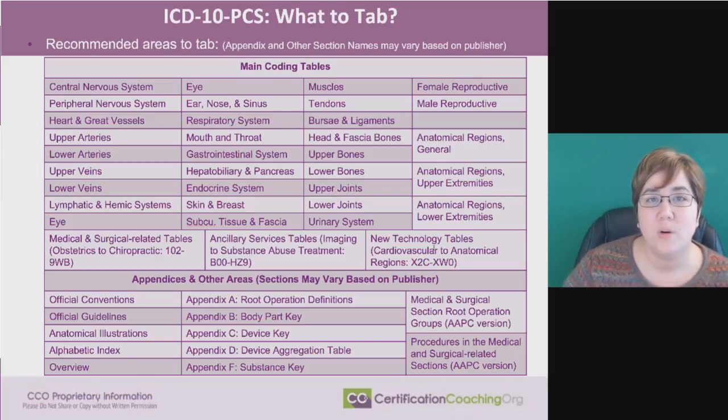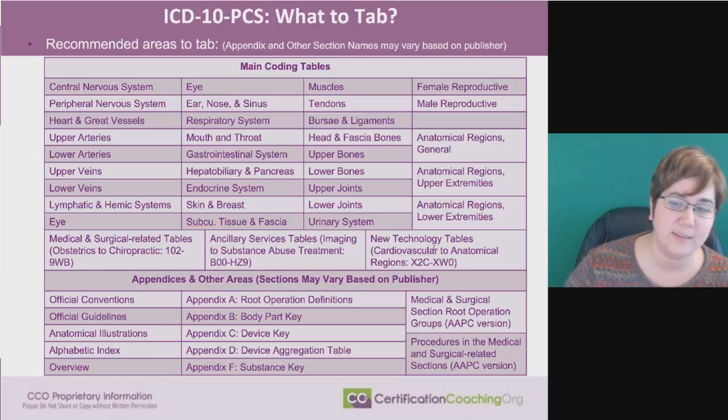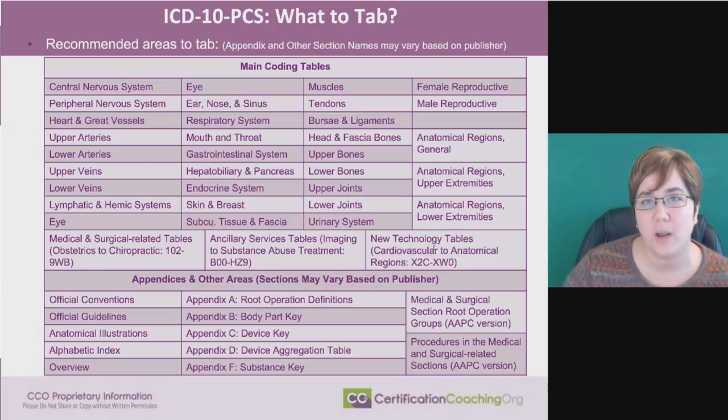Then I also tab a lot of the appendices because that's where I find additional information. The official conventions, the guidelines, the anatomical illustrations, the alphabetic index, absolutely, because that's usually where we start. All of those appendices, root operation definitions, body part keys, device keys, aggregation tables, substance keys, all of those are helpful.